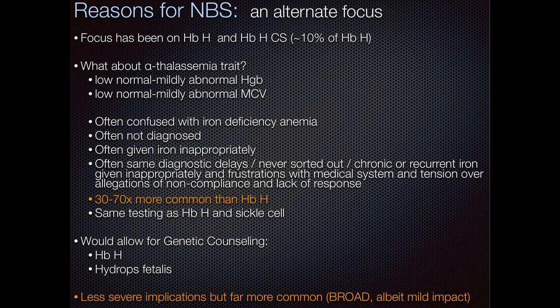And while not nearly as severe as hemoglobin H, it's about 30 to 70 times more common than hemoglobin H. And it's diagnosed with the same newborn screening testing as hemoglobin H disease. So, a side benefit of reporting out hemoglobin H is you could also report out alpha-thal trait, which is what we do in this state, allowing for genetic counseling for hemoglobin H disease and alpha-thal trait.